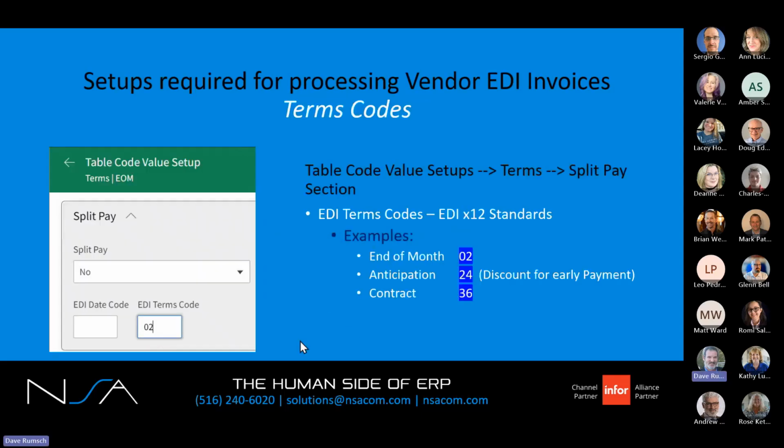So payment terms codes, here's some examples of the X12 standards. 02 being the end of the month, 24 meaning there's a discount, 36 meaning there's a contract. I've never ever seen that verbiage in our stuff. So these are the standards, however, if you choose the vendor and your customer choose to use those. Again, it's set up in the table code value setups. You'd set up your terms code of whatever the value is, and then here you would, that's end of month, and the code is 02, end of month 02.